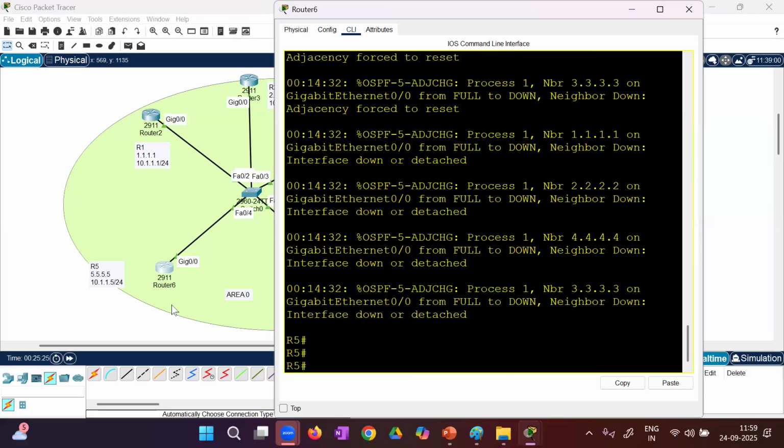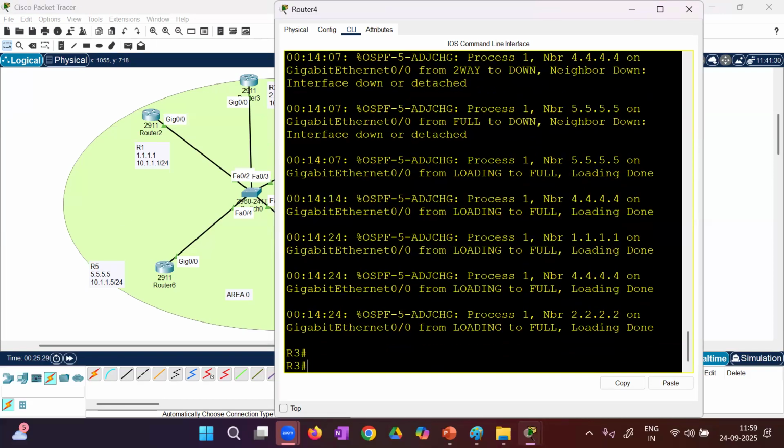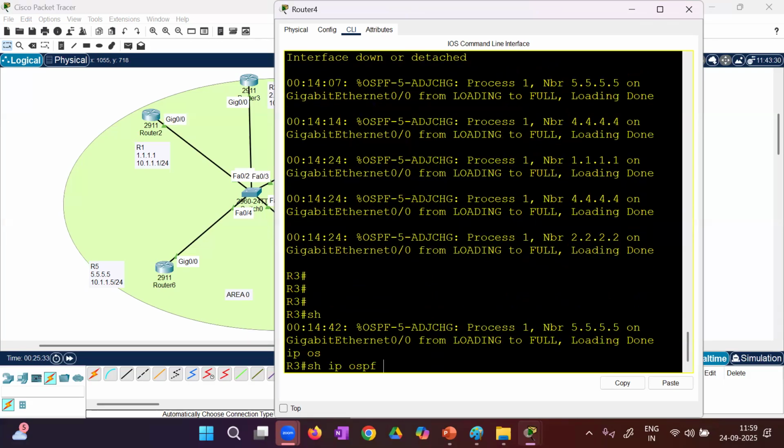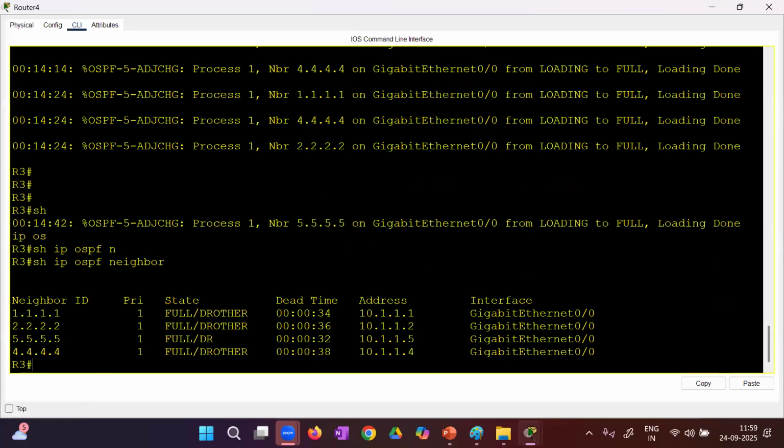Done. They've cleared that. Now you come to this router third, and this time again check show ip ospf neighbor. Now what does it say? Who is the DR? 5.5.5.5 is the DR. And this one will become the BDR because it is 4.4.4.4, but it is not showing now. Again, we have to clear that. If we clear that process, it will become the BDR. Let me clear it here only.